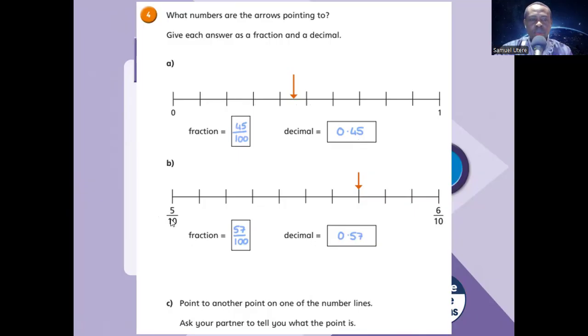Here we have 5/10 and 6/10. The difference between them is 1/10. And we have 1, 2, 3, 4, 5, 6, 7, 8, 9, 10. We have 10 intervals. So 1/10 divided by 10 will be 1/100th. So each of these is worth 1/100th. Now, if that is the case, this has to be 57 hundredths.